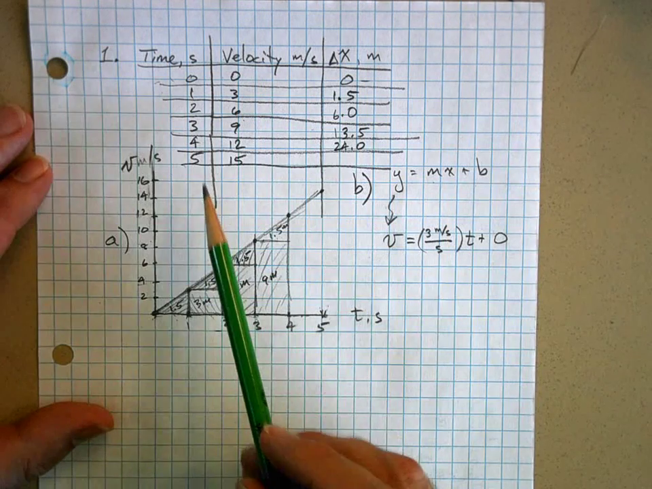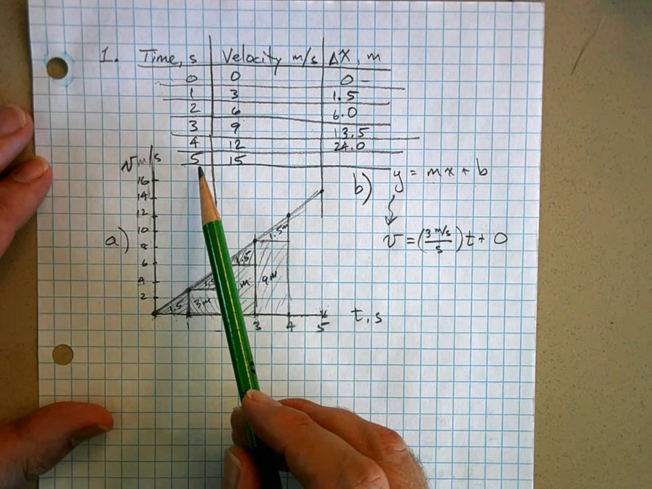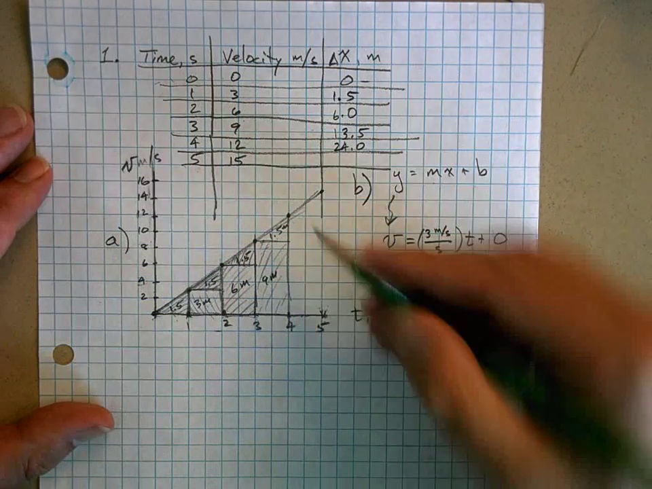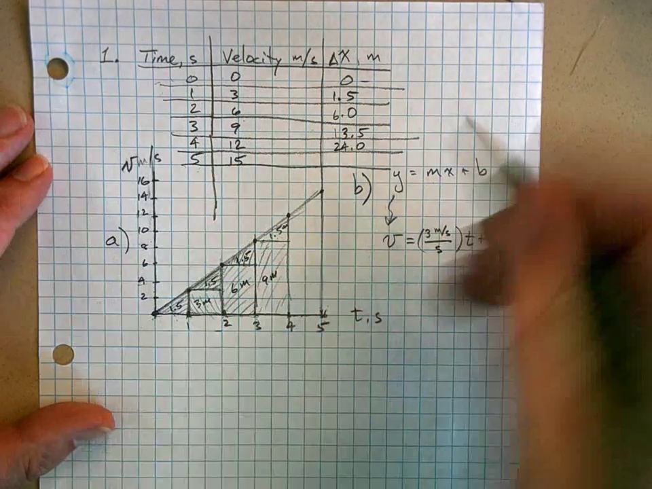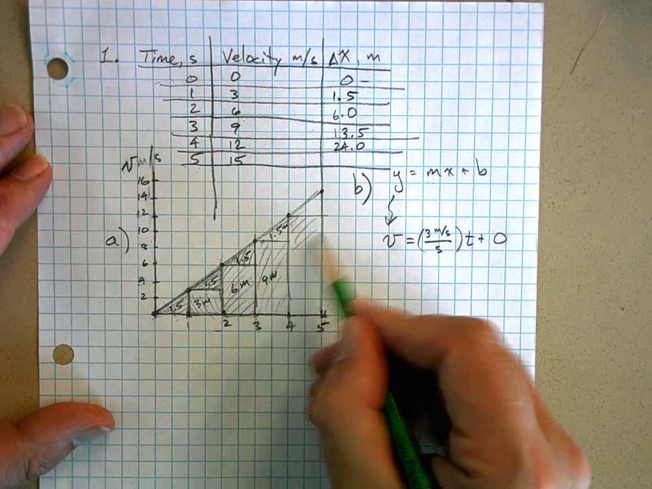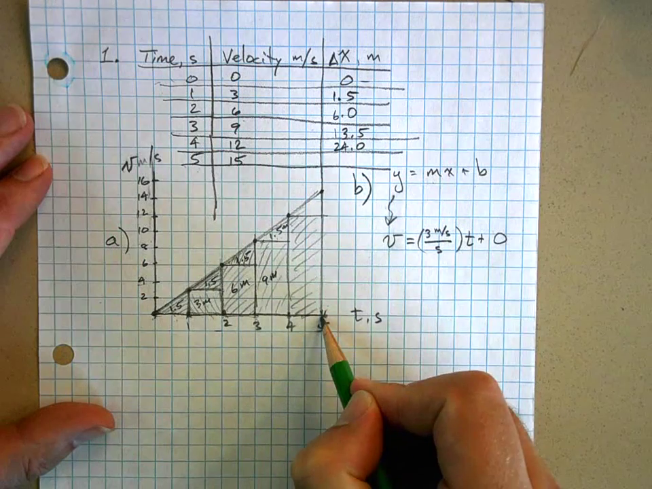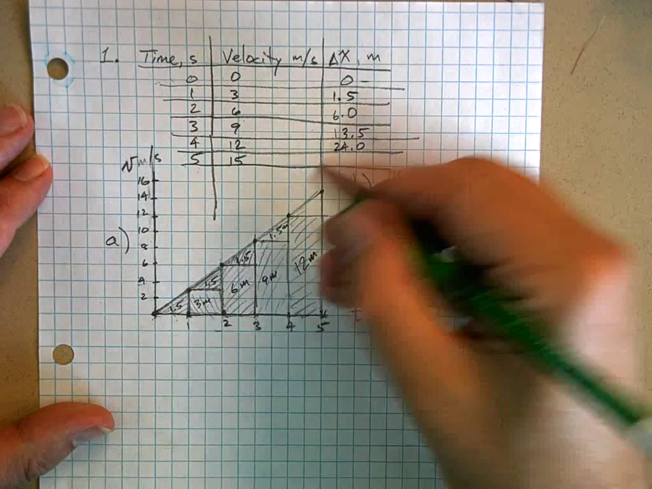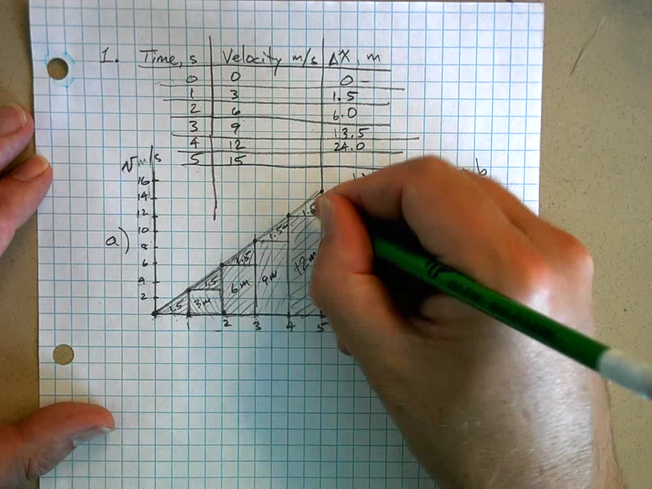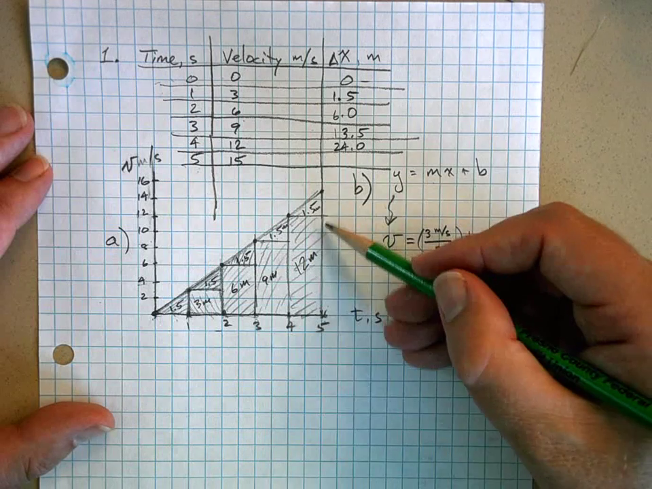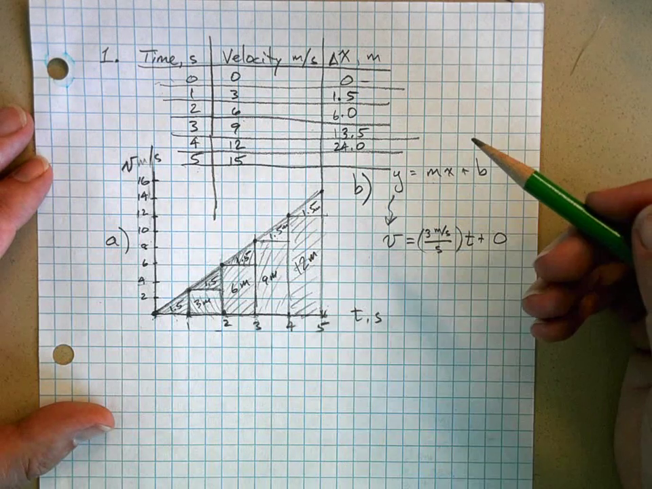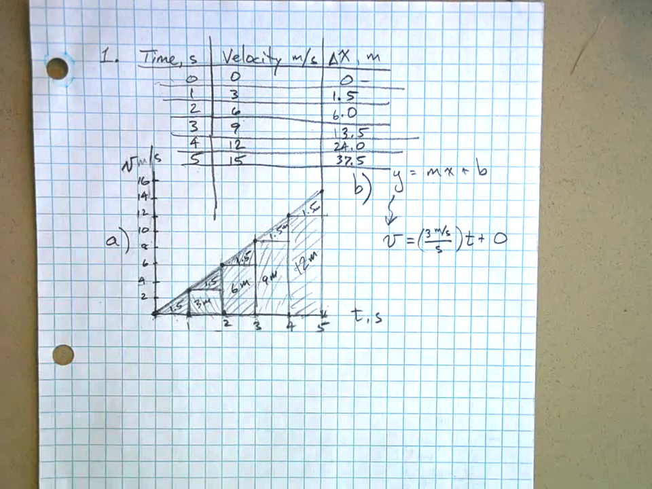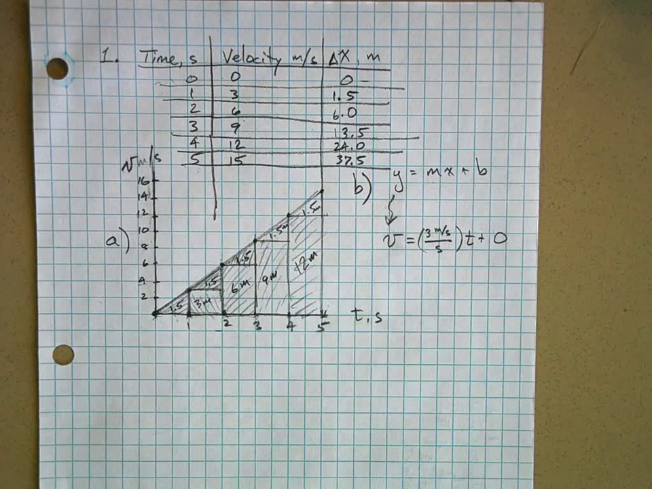Now, let's take a look at this one. For the last second, between 4 and 5 seconds, how much do I increase my position? Well, this rectangle is 1 second times 12, so that's 12 meters. And then I have to add the 1.5 meters to that. So that's 13.5 plus 24 is 37.5. Is everybody with me on how I was doing that?